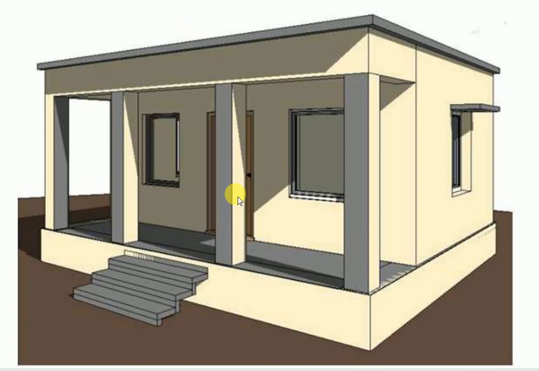Then ceiling height. Soffit of the roof slab is termed as ceiling. This is called ceiling. The height of the room from the flooring to the ceiling is called ceiling height. From the floor level to the ceiling level is called ceiling height.